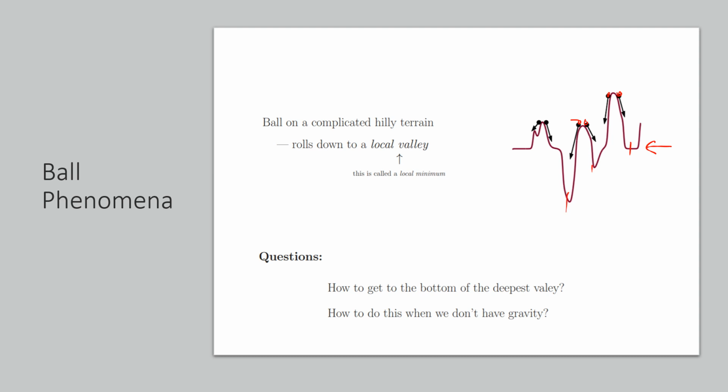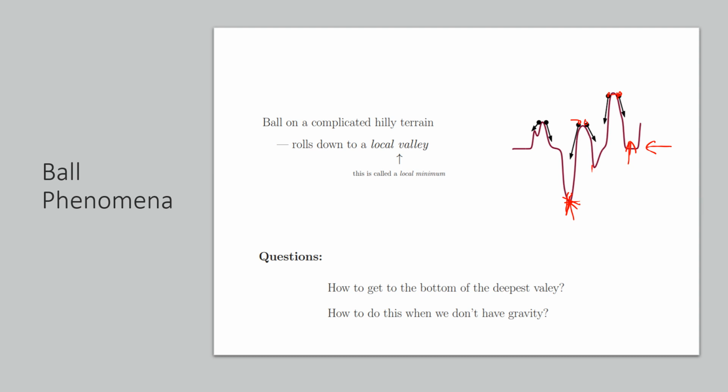Why? Because you can have many minimums. You cannot see the entire hilly terrain, and wherever the ball reaches, that's the valley you've reached, and that's the local minimum here. So the question arises: how do we get to the bottom of the deepest valley, which in this case is this one? If I just roll down a ball here, it will definitely end up here and not here. But this is the deepest valley, the one with the most depth.